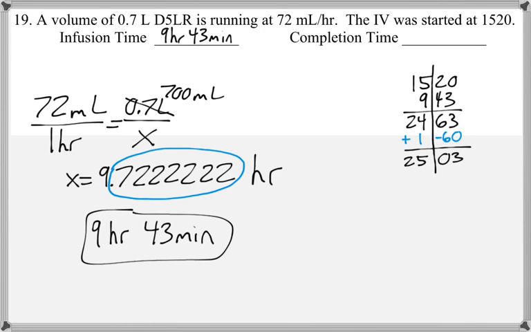2503. And then there is no 25 in the 24-hour clock, so I need to subtract 24, and we get 0103. So that will be our completion time.